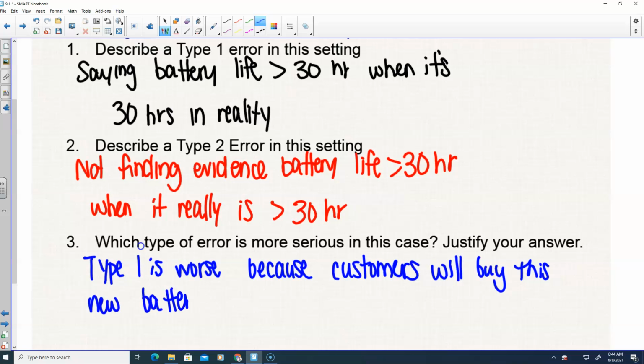The customers are going to buy this new battery and it's not any better. So you're deceiving your customers. That's not good.